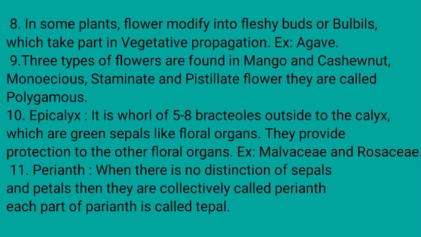Next one, epicalyx. It is a whorl of 5 to 8 bracteoles outside the calyx, which are green sepal-like floral organs. They provide protection to the other floral organs. These are seen in Malvaceae and Rosaceae family plants. Perianth. When there is no distinction of sepals and petals, which means there is no differentiation between sepals and petals, this condition is called perianth. The units of perianth are called tepals.